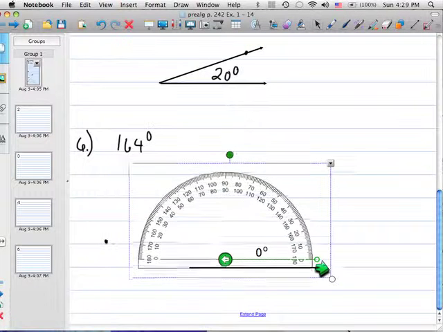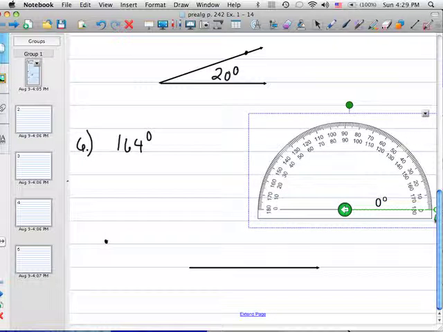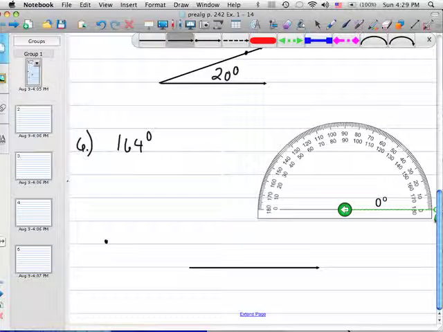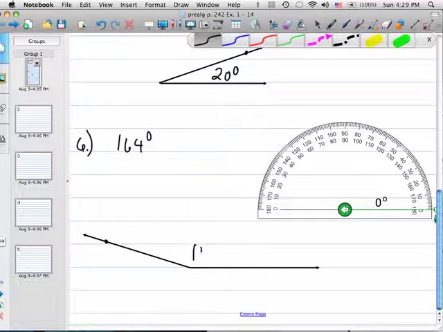Move the protractor out of the way, and taking the end point of that ray, extend a ray through that point. And this is 164 degrees.